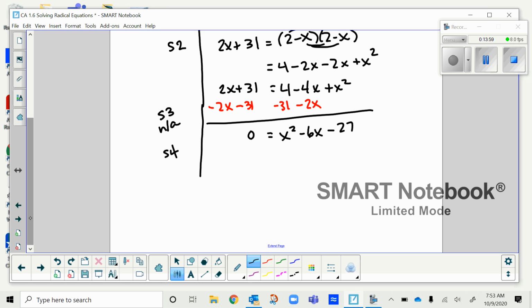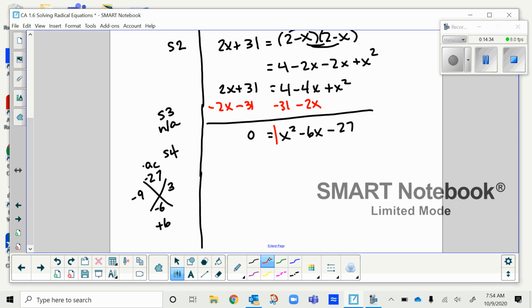Now I'm going to do swing method here. But even if you do grouping, it starts out the same way. What multiplies to AC and adds to B? So A times C, the A is 1. And C is negative 27. So 1 times negative 27 is negative 27. And B is negative 6. And what multiplies to negative 27 and adds to negative 6? Negative 9 and 3.